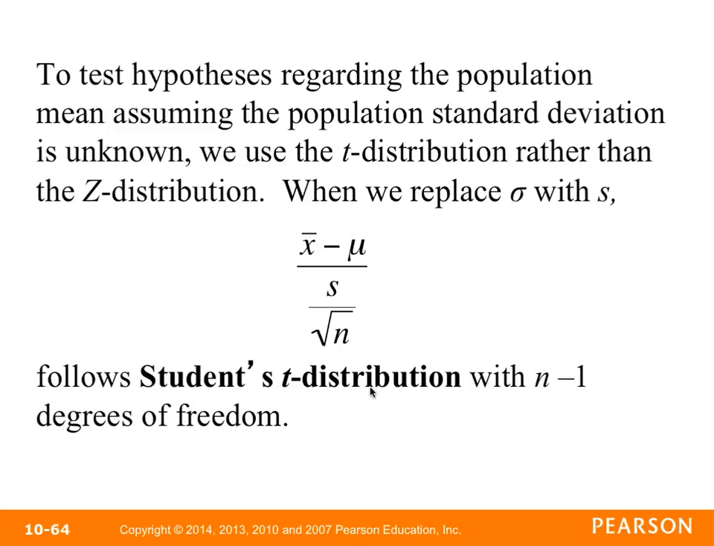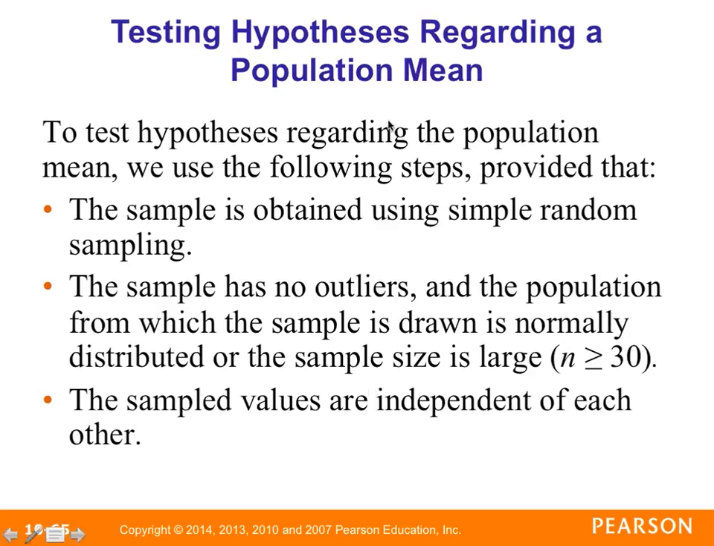I'm not sure if I have them on the slides coming up here, but there are some nice graphical representations in your textbook that go through those differences. So in order to test a hypothesis regarding the population mean, we're going to use the following steps, provided that we have simple random sampling.